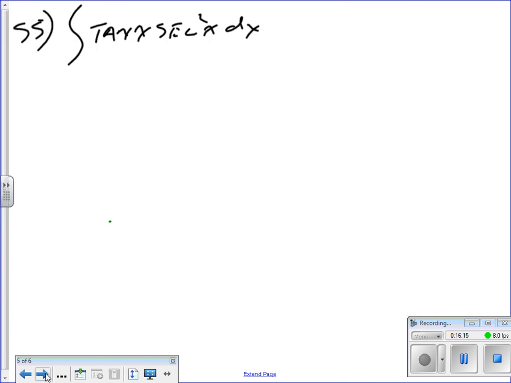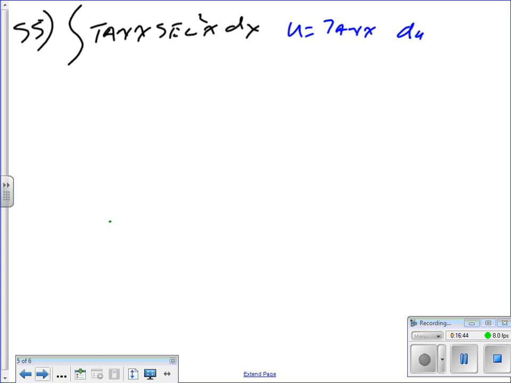Okay, this is absolutely one of my favorite problems. I love this problem, because there are two solutions, depending upon what you pick for your u. You have choices for your u. Somebody want to give me one to start with? Tangent of x. I love it. Perfect. Great choice. u equals tangent of x.